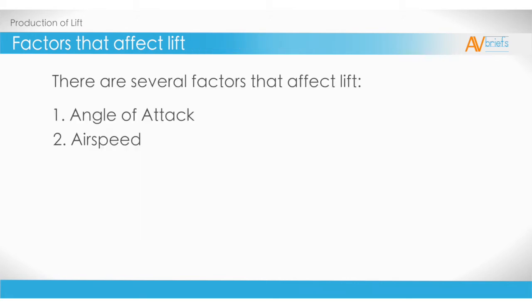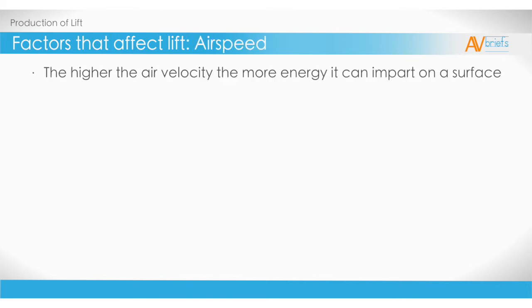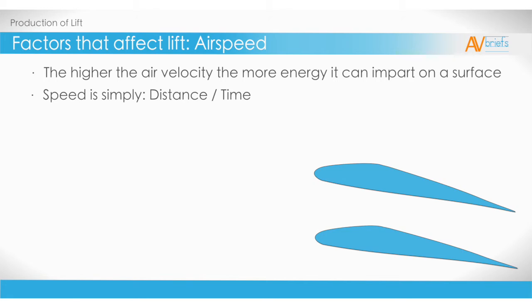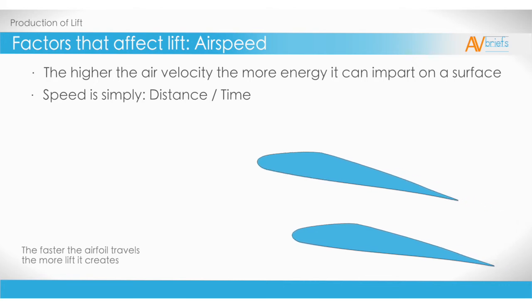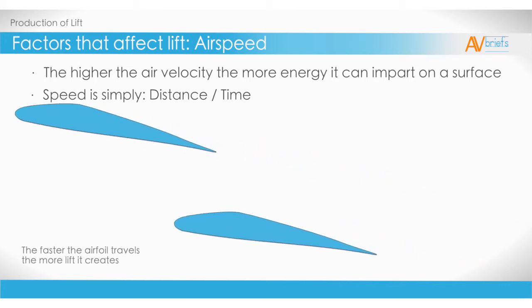The second factor affecting lift is airspeed. That's because the higher the air velocity, which is to say airspeed, the more energy it can impart on a surface. Speed is simply, what distance does it travel in a given amount of time? So if our wing travels a further distance in the same amount of time, it will have passed through a faster airflow, energy of motion, which will create a lower static pressure. This, as you now know, creates more lift.